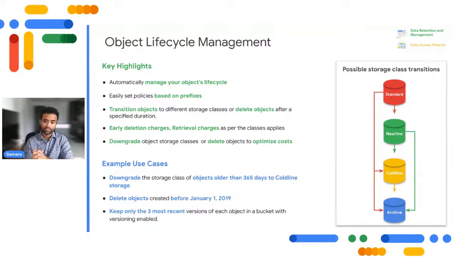One important note that I would like to call out is that with OLM, it's only possible to move the data from hotter storage classes to colder storage classes. So for example, you can move the data from Standard to Nearline, Nearline to Coldline to Archive, or from Standard to Archive, basically from hotter to colder. But you cannot transition the data from colder to hotter. For example, you can't move the data from the Archive storage class to Coldline, or from Coldline to Nearline. The other way around is not possible.